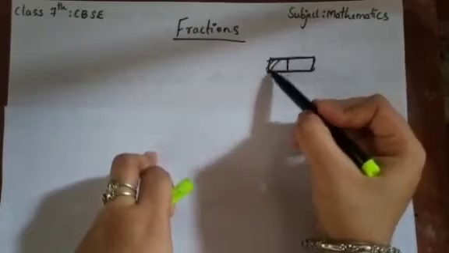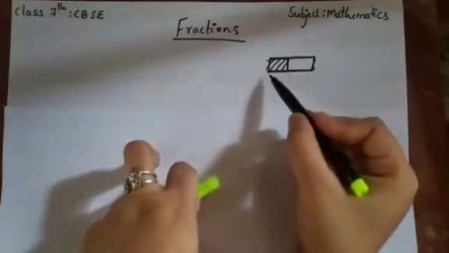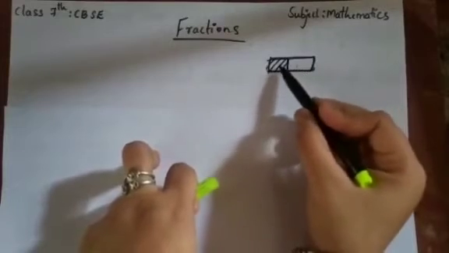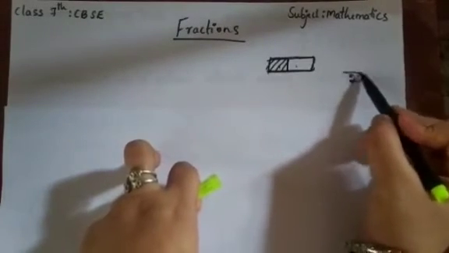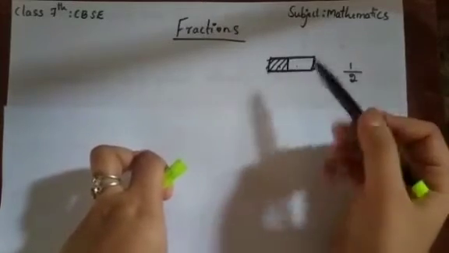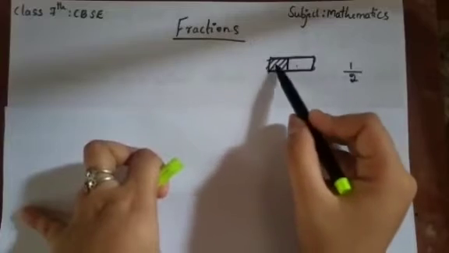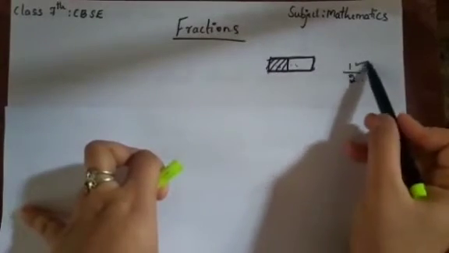If I shade this region, what can I say? I can say this is the whole. In the whole there are two parts. Under the two parts, one part has been shaded. So how many parts are shaded? You will say one part has been shaded. So under the whole, that is under two parts, one part has been shaded.